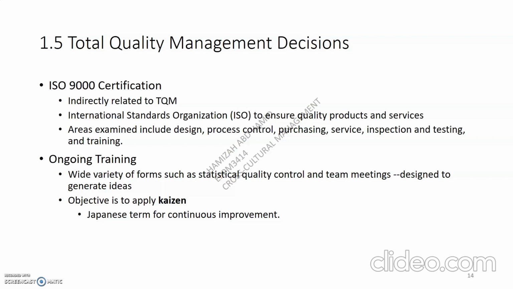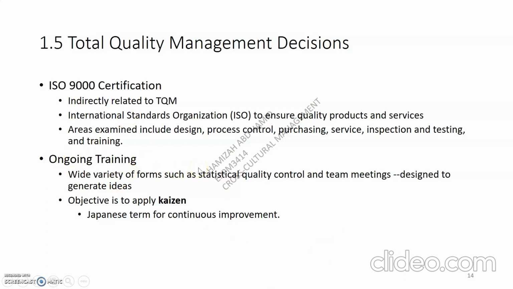The areas examined include design, process control, purchasing, service, inspection, testing and training. But if you are working with humans, it is possible for them to deliver non-uniform or unstandardized results. So one of the key principles in quality is ongoing training.